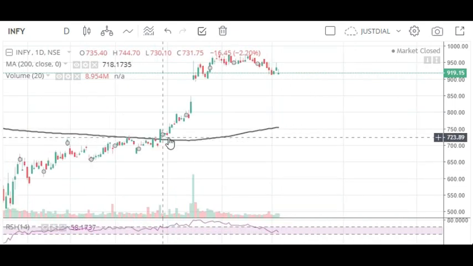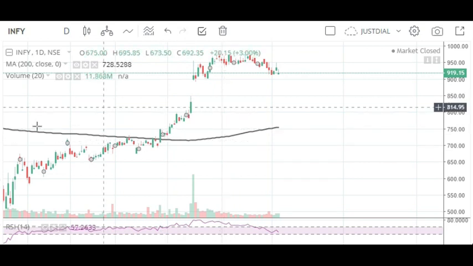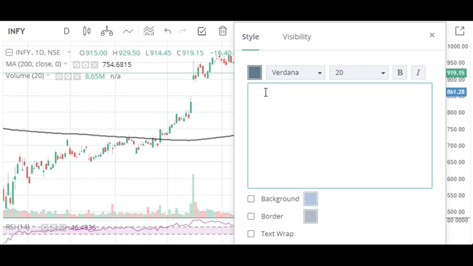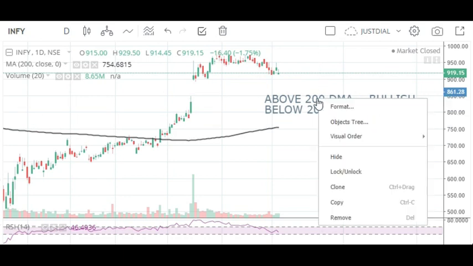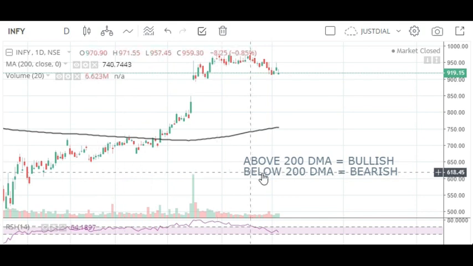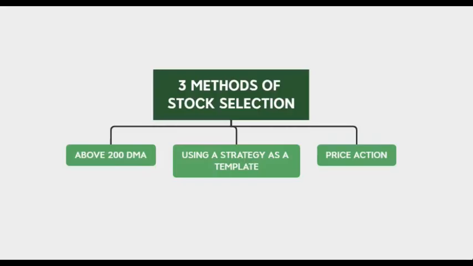The reason why we're doing this is because if the stock is trading above the 200-day moving average, it means the stock is bullish. Above 200 DMA equals bullish. Below 200 DMA equals bearish. This is the reason why we are first checking if the stock is trading above or below the 200-day SMA.